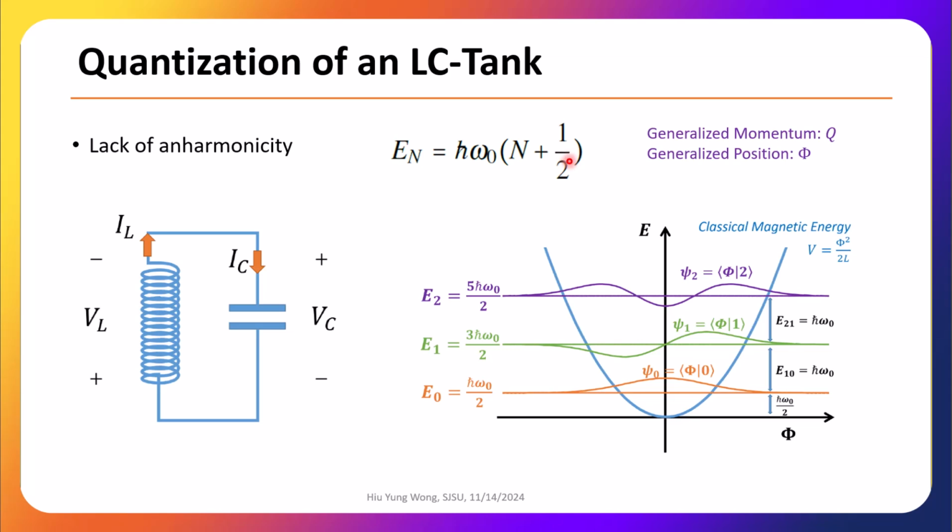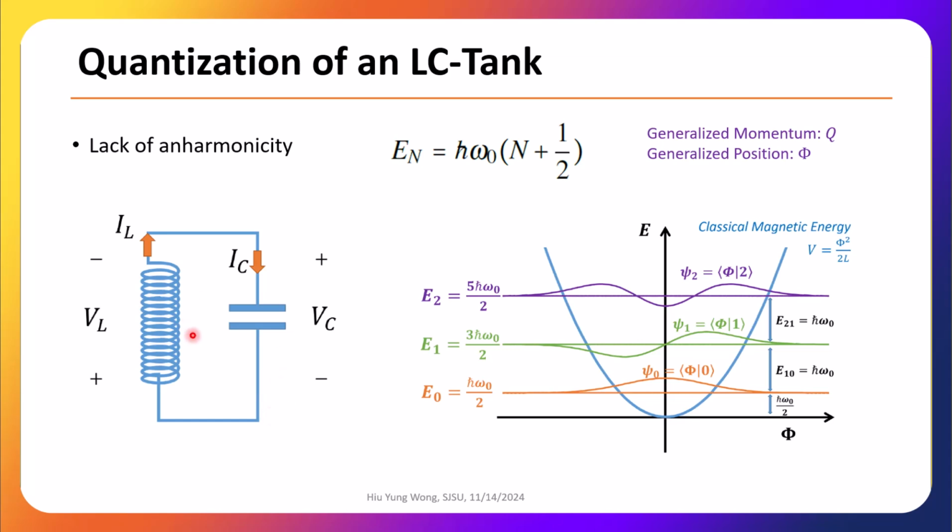You have a ground state energy. When you only have 0 amount of photon, you actually still have a ground state energy due to the uncertainty principle. And here is the solution of that. No need to go into details, but I just want to show you that you have the flux of this system as the generalized position, and the charge of this system as the generalized momentum.